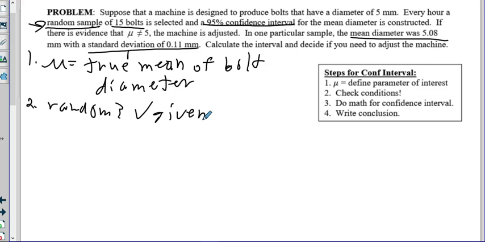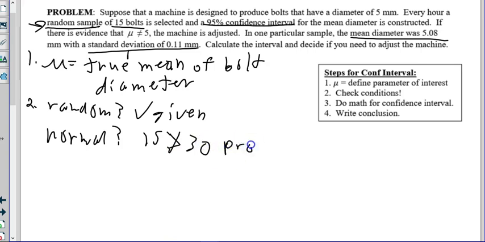Now, there was a typo in this problem. Normal. Does it say it is normally distributed? No. Is our number bigger than 30? Nope. So, this is one of those ones that people have asked before. It's not greater than 30, so we proceed with caution. This happens. We still do our calculations, but we have to know that there's more chance for being wrong. So we proceed with caution.